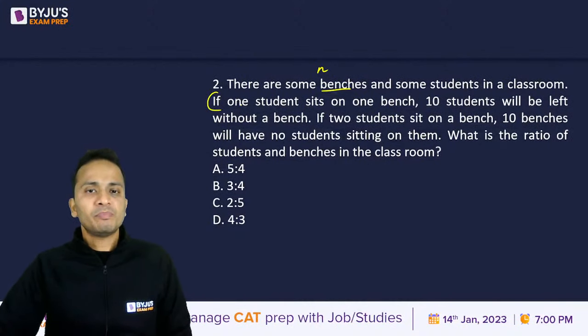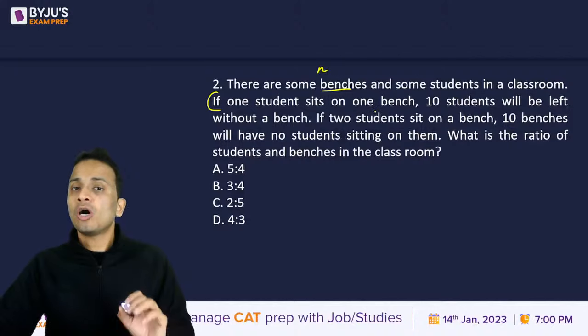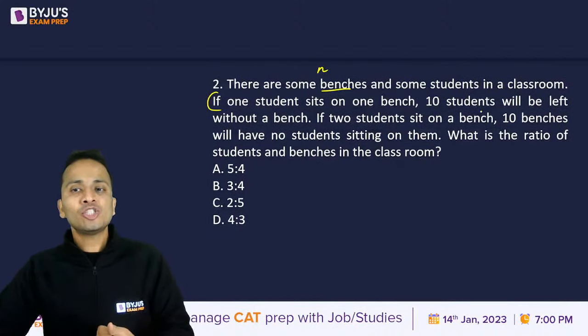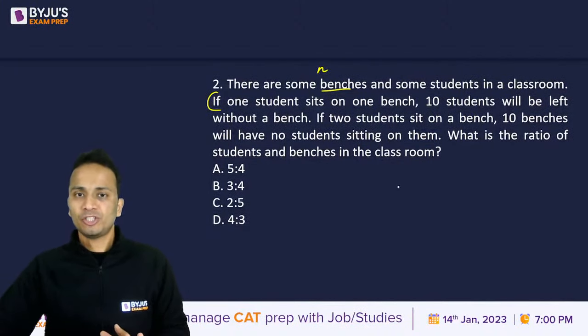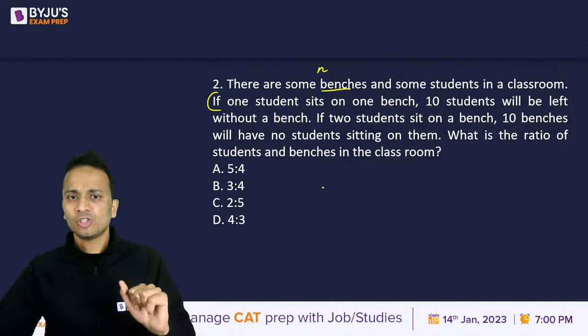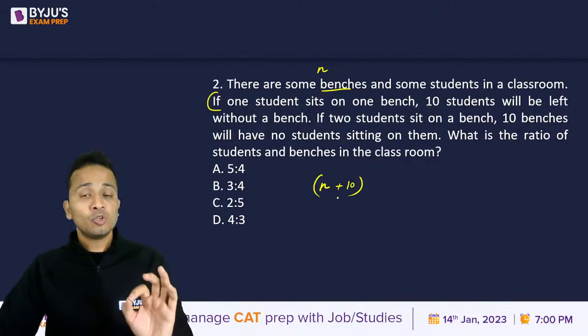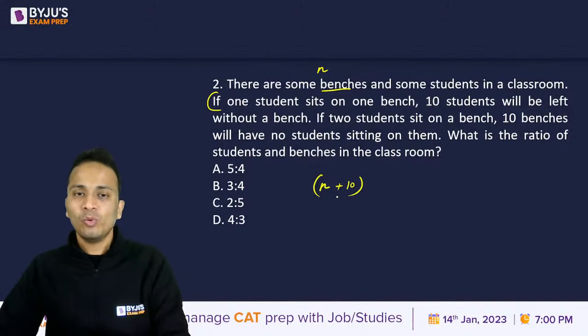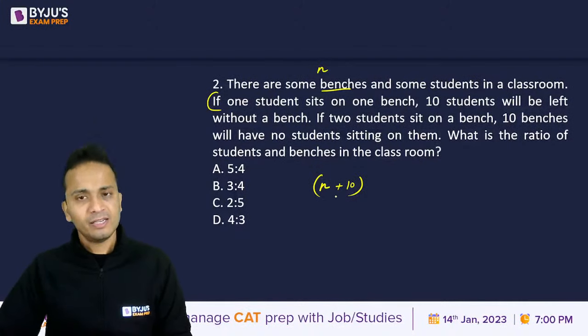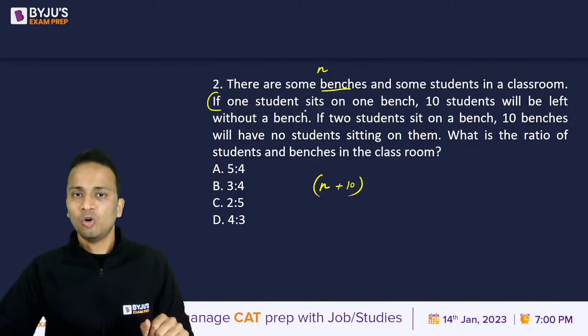Now, from the first statement, if one student sits on one bench, then 10 students are left without a bench. So one student per bench, so number of students n, and without a bench there are 10 students. So the total number of students in the class will be equal to n plus 10. Okay, the first statement is over.